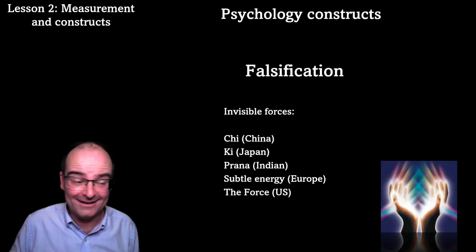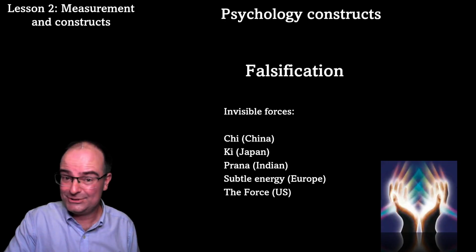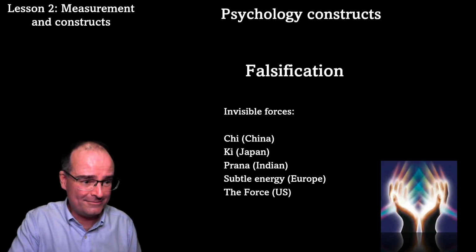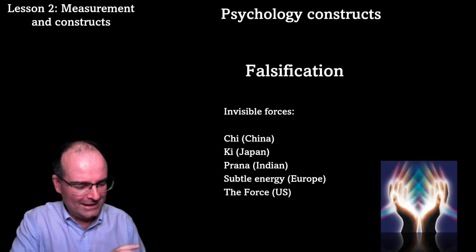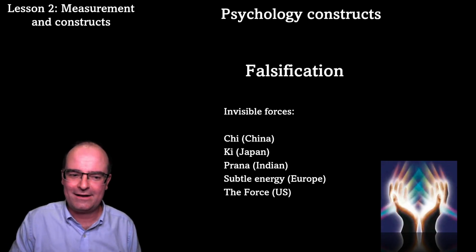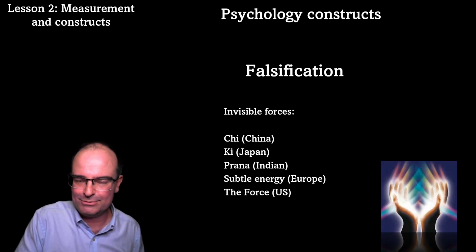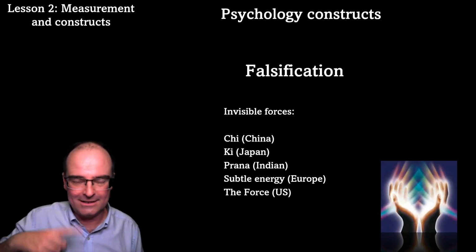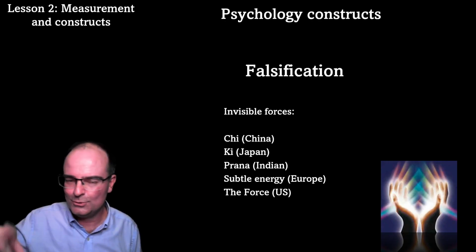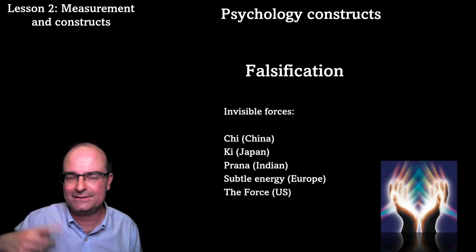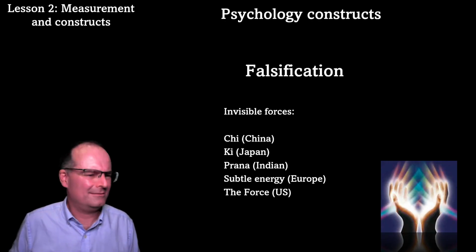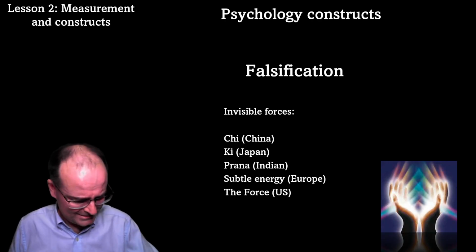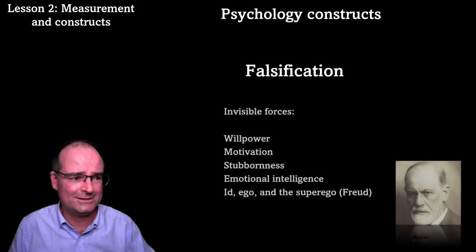Concepts need to be falsifiable, but you might be thinking, okay, there's a lot of concepts like this, and there are. Chi from China, Ki from Japan, Prana from India, subtle energy from Europe, the Force from the mind of George Lucas. These invisible forces, they can't be established, they can't be disproven. There's no going back to lesson 1. There's no cycle of review or updating of understanding, because there's nothing being found in the first place. But these aren't lectures about mysterious spirit forces, it's about psychology.